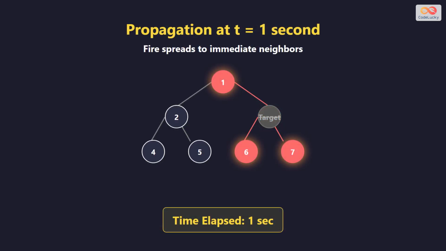After 1 second, the fire spreads to the immediate neighbors of the target node. In this case, the fire moves up to the parent, node 1, and down to its children, node 6 and node 7. So, at time equals 1, 3 more nodes are burning.